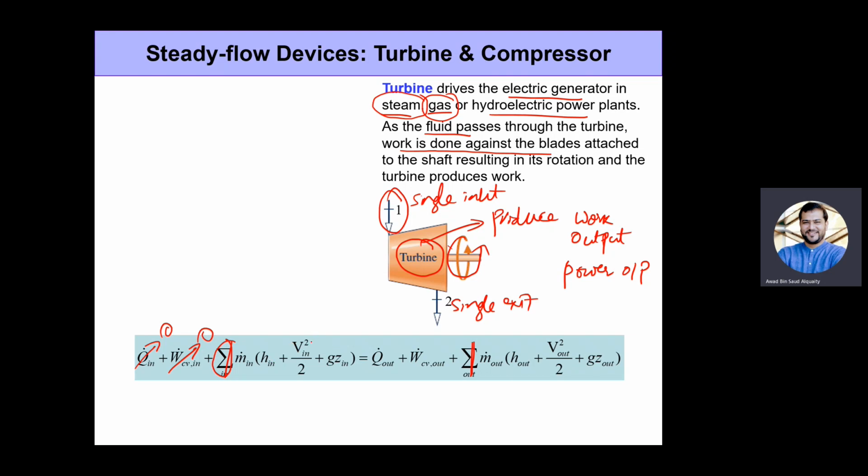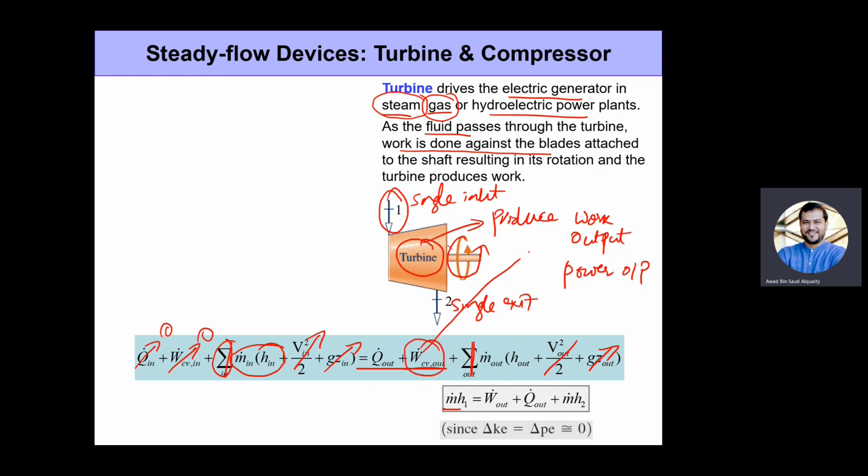Now, what is important from the other terms? In general, we can neglect the changes in kinetic energy, which means that V in and V out cancel out each other. Same way, we can neglect the changes in potential energy, so g z in cancels out with g z out. What we are left with is a very simple energy balance equation, which gives us m dot h1, the only term left on the inlet side, equal to the work output, which is the main role of a turbine. This is the simple reason why we build a turbine, right?